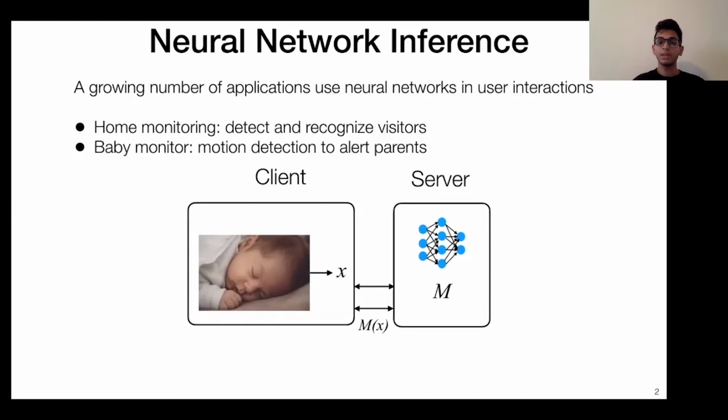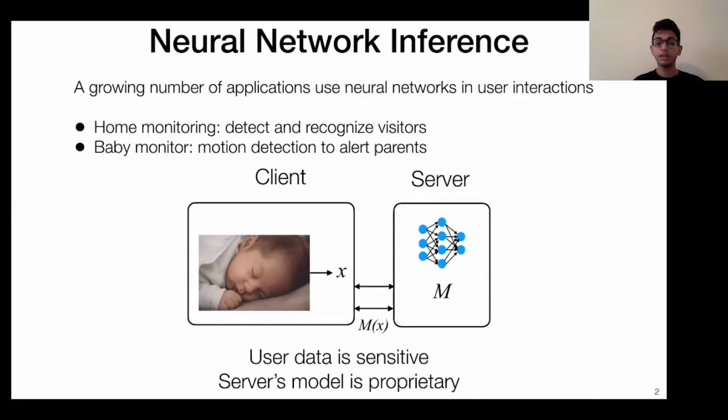Now the problem is that in many cases, user data is sensitive and the server's model is potentially secret. So in this case, for example, the client's input X is derived from a picture of a child, while the server's model M could be trained, for example, on private training data, such as pictures of other children. Right? So let's see what one's options are if you wish to deploy secure inference on sensitive data today.